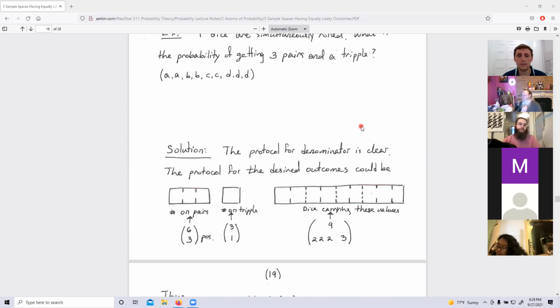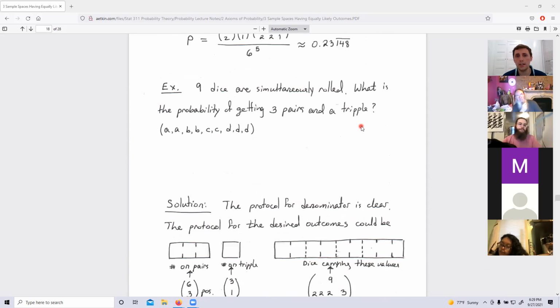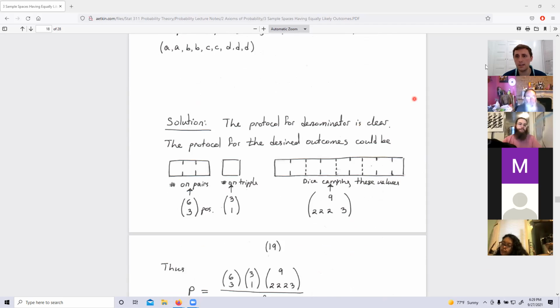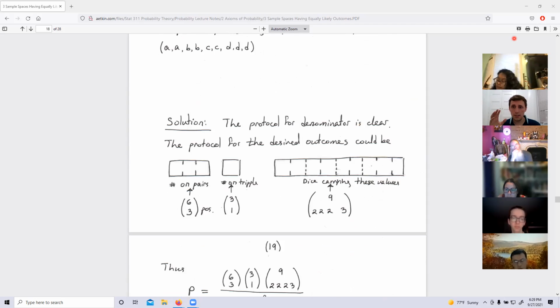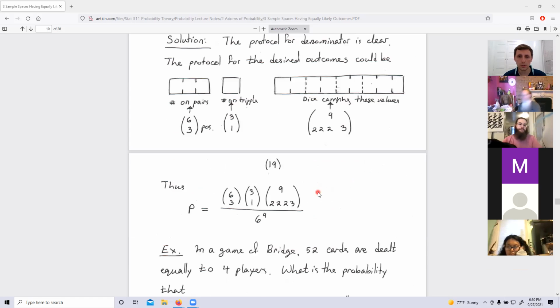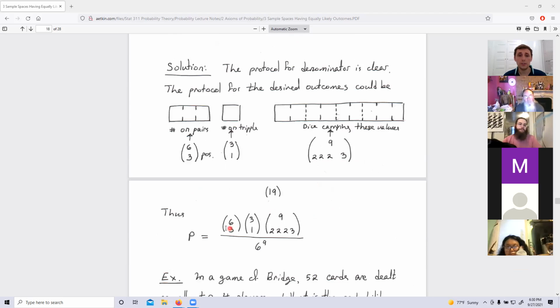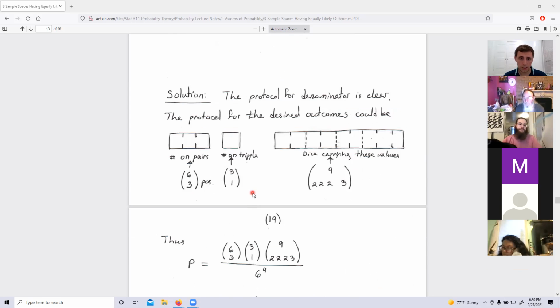So again, the denominator is clear, right? I imagine I see 9 distinct dice, and the possibilities are then 6 to the power of 9. Do you agree? Because 6, then 6, then 6, 6 to the power of 9 is the denominator. So 6 to the power of 9. Now, yes, Nicholas, as you can see, you are right.